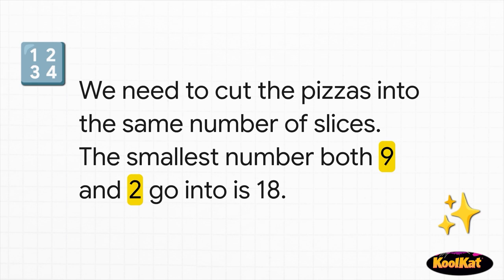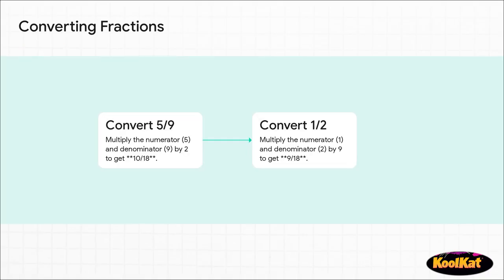This means we're going to take both our 9-slice pizza and our 2-slice pizza and, kind of magically, re-slice them both into 18 perfectly equal pieces. Let's do it. For that first pizza, to get from 9 slices to 18, you just have to multiply by 2. You're basically cutting every slice in half. So if we do that to the whole pizza, we have to do it to our pieces too. Our 5 slices now become 10. So 5/9 is the exact same as 10/18.